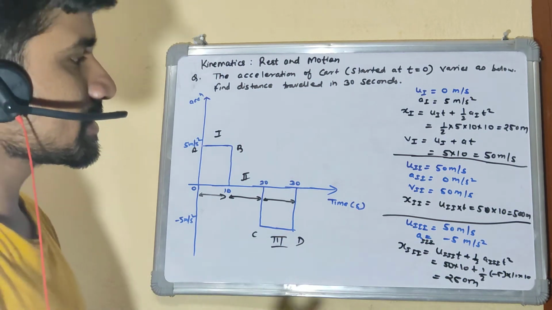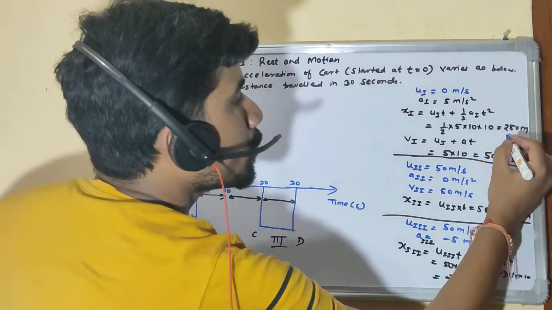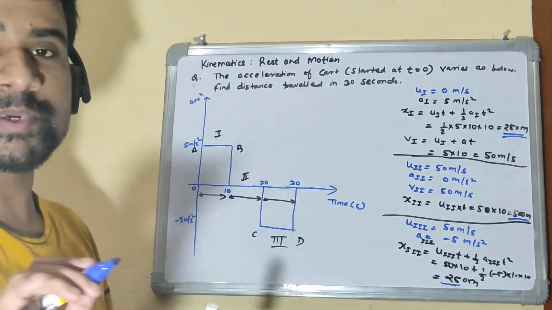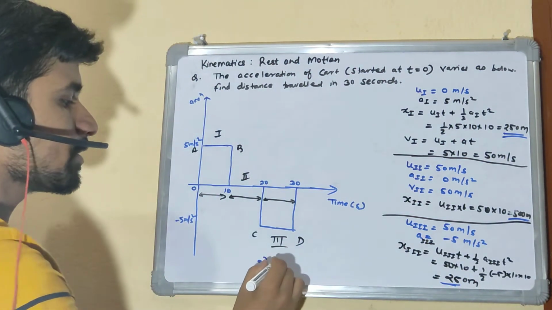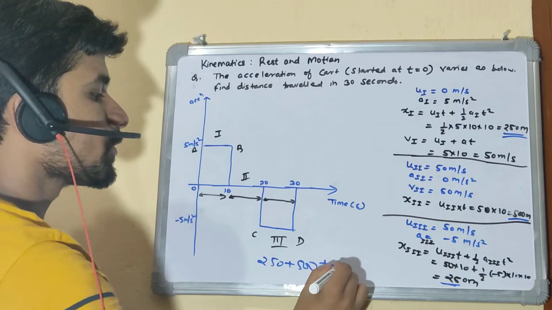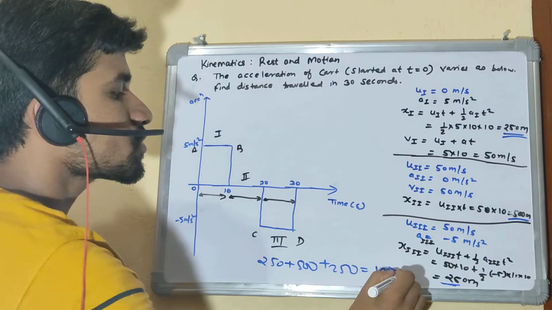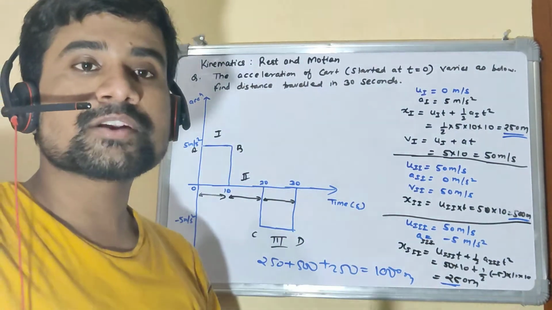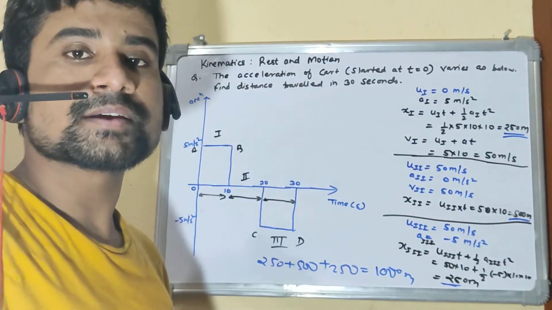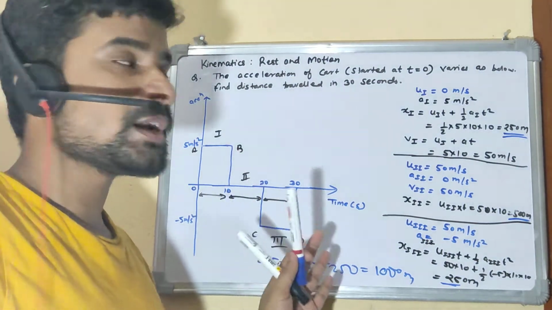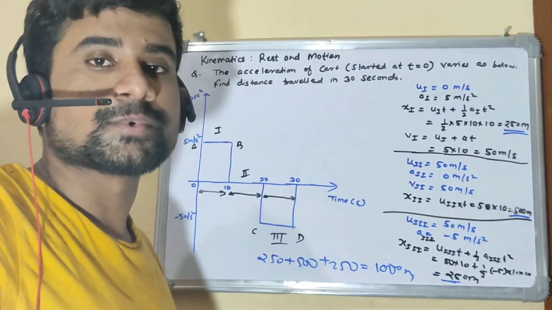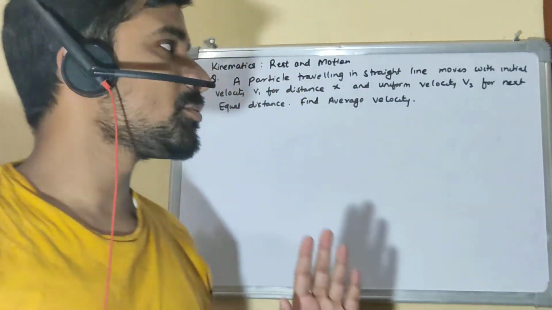So the net distance is 250 plus 500 plus 250, which becomes 1000 meters. So in this 30-second journey, this cart will travel 1000 meters, which means 1 kilometer. This is how we can calculate these types of problems where we have varying accelerations. Okay, let's solve one more problem on this.